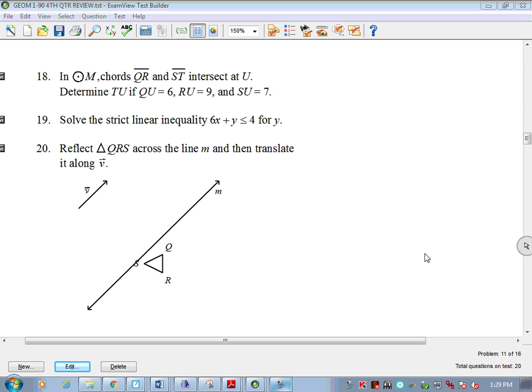All right, 20. Reflect triangle QRS across line M and then translate it along V. With this, you should wind up with something that's going to look about like this and then move it up. Something that looks similar to that. We're not getting into exacts on that. So that is the review. It's only 20 questions, which means most of the questions on the test should be fairly similar.